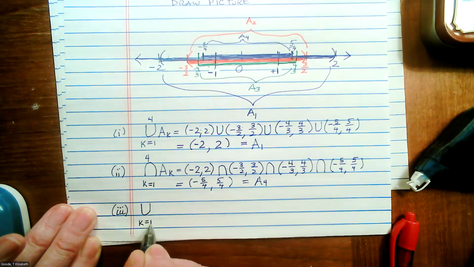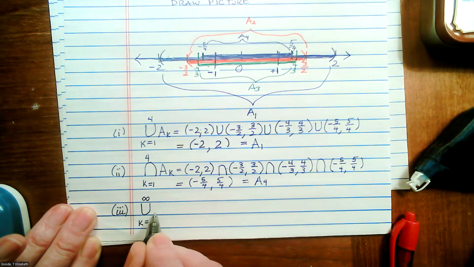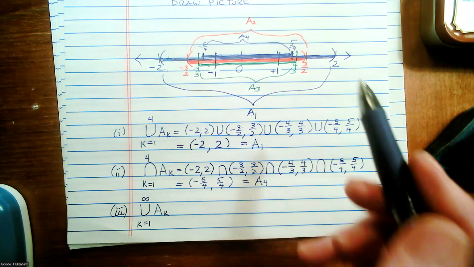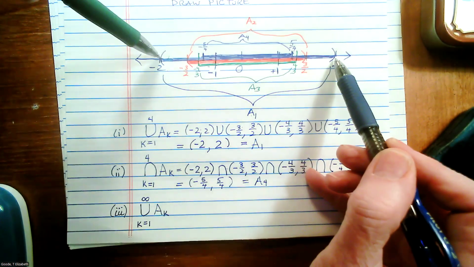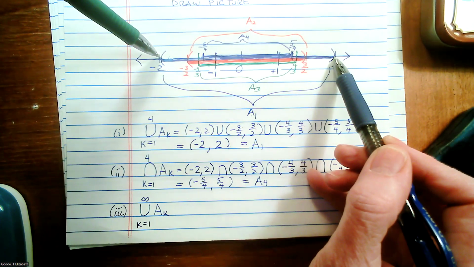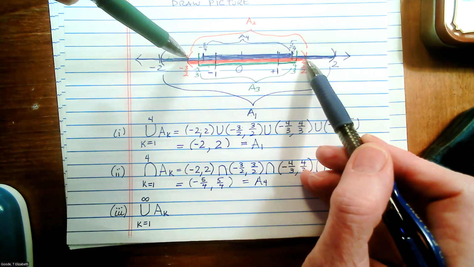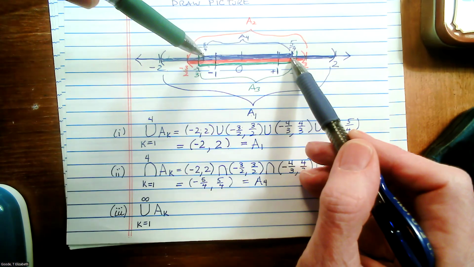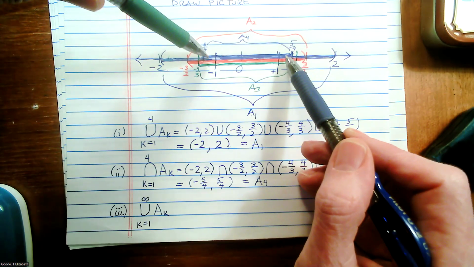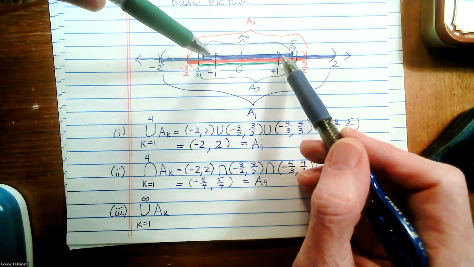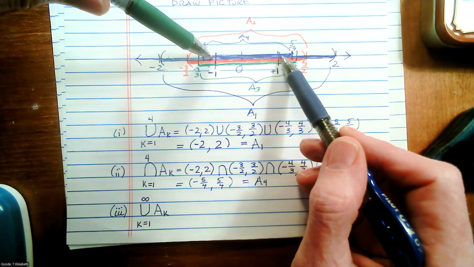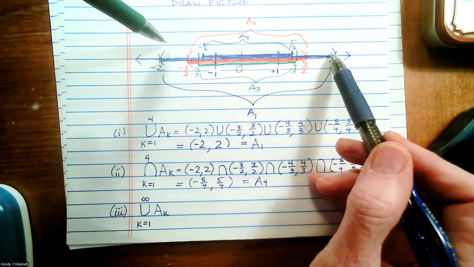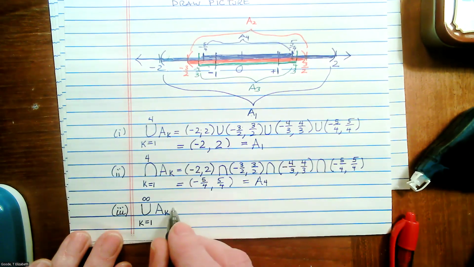starting with k equals 1, but we're just going to keep going forever. Let's think about what happens if we try to keep going forever. A1 was the biggest one, right? A2 was inside that. A3 was inside that. A4 was inside that. A5 will be inside that. A6 will be inside that. A7, all of them, no matter how big k is, they're all going to be inside the one that was the biggest one to begin with. So what is that union?